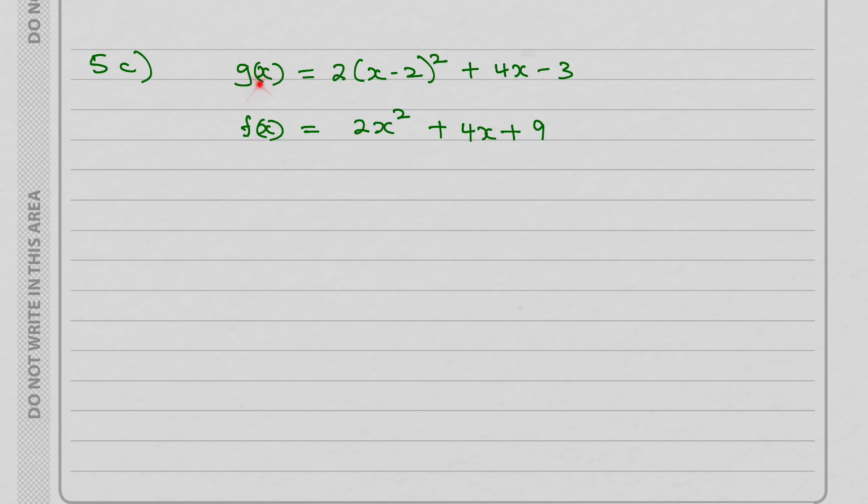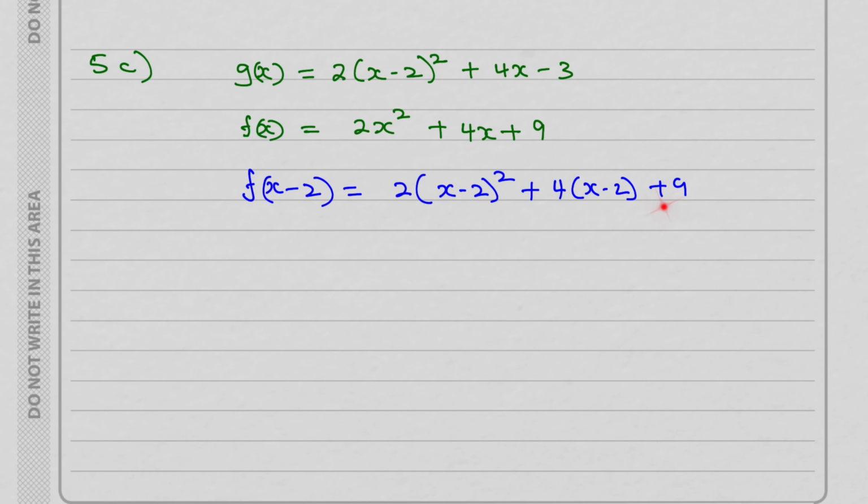5c. g of x is 2 into bracket x minus 2 close bracket squared plus 4x minus 3. f of x is 2x squared plus 4x plus 9. You can see here there's been a problem. The x here is now being translated by 2 to the right. That's why you've seen the x minus 2 here. If I set that to 0, x will be equal to 2. So because I now knew that the x here has been translated by 2 to the right, what I did was replace f of x here with f of x minus 2.